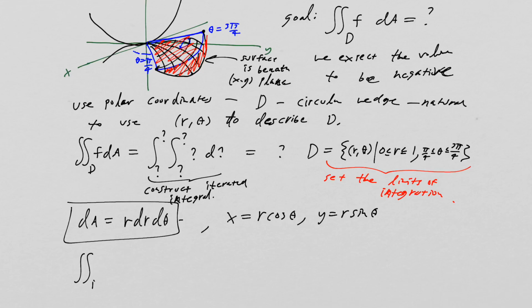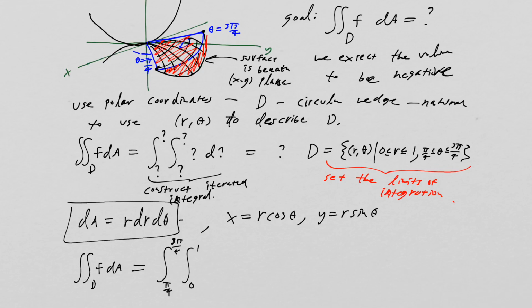So our integral, when we write it as an iterated integral, is going to be as follows. We're going to do theta, that integral last, so it's going to be from pi over 4 up to 3 pi over 4, and the integral from 0 to 1.